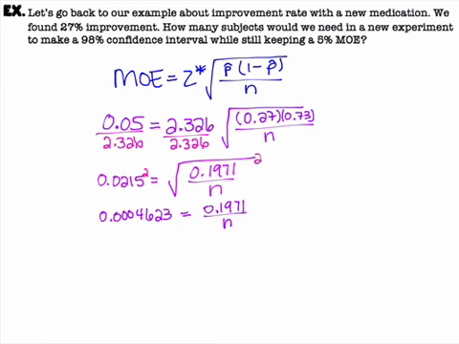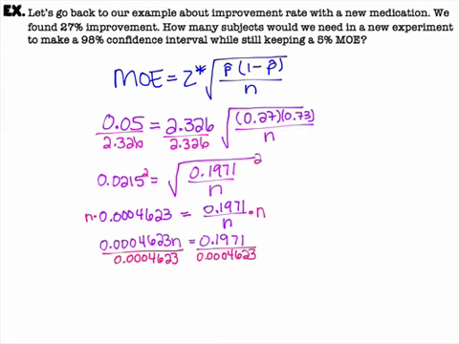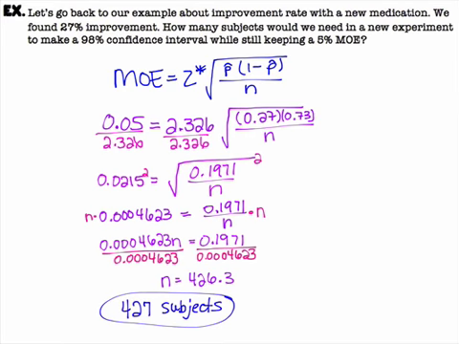That gives me 0.004623 is equal to 0.1971 over n. And multiply both sides by n. I'm going to divide both sides by 0.004623. And I get n equals about 426.3. Well, we're talking about how many subjects, so people. So we would need 427 subjects since we can't have 0.3.